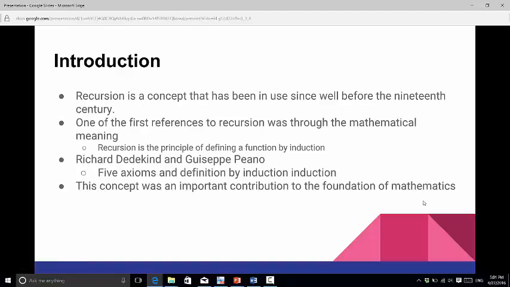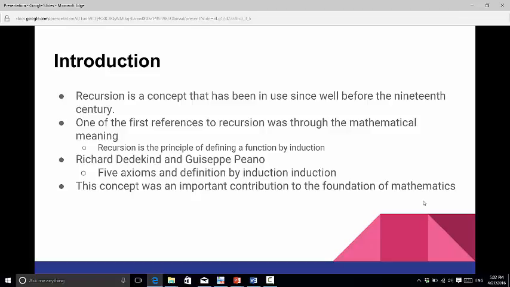To start off, we're going to talk a little about the history of recursion. The concept has been used since well before the 19th century. The word recursion actually comes from the verb recur, which means to return to a place or status. It also has been used in many different ways, from obtaining functions for the analysis of natural numbers to showing the basic functions can be defined by simple applications of the function. One of the first references to recursion was through mathematical meaning.